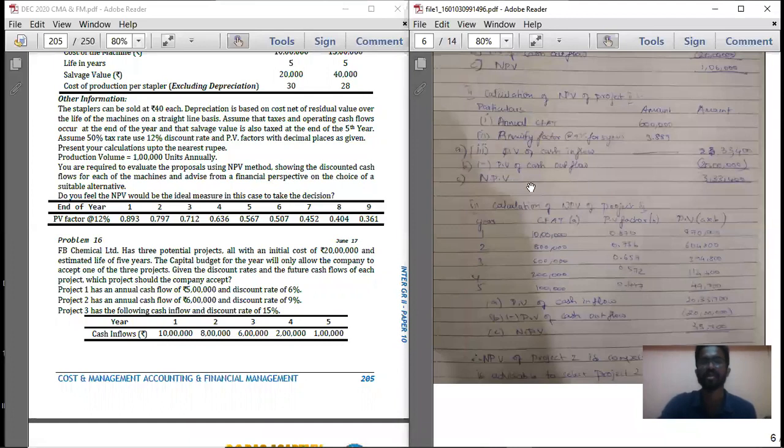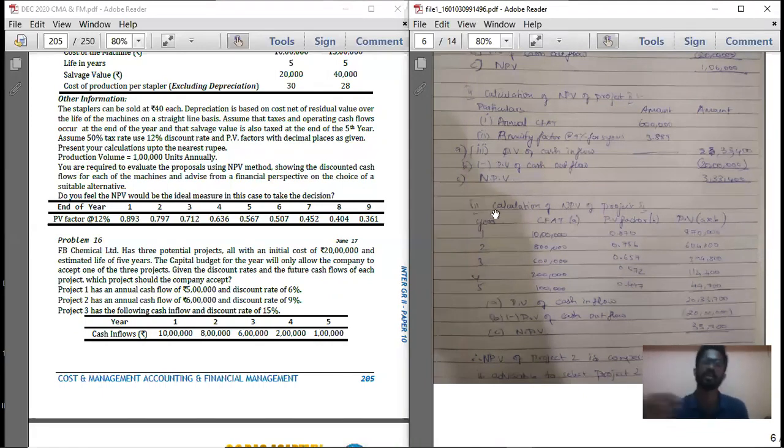So now we have found the NPV for project 1 and project 2. Now for project 3 we should find it. For project 3 we are going back to the normal NPV calculation, that is, for all 5 years there are different cash inflows. So you should multiply each with the present value factor at the rate of 15%. They have given 15% for project 3. For each year multiply it by the present value factor, and the summation is the present value of cash inflow.